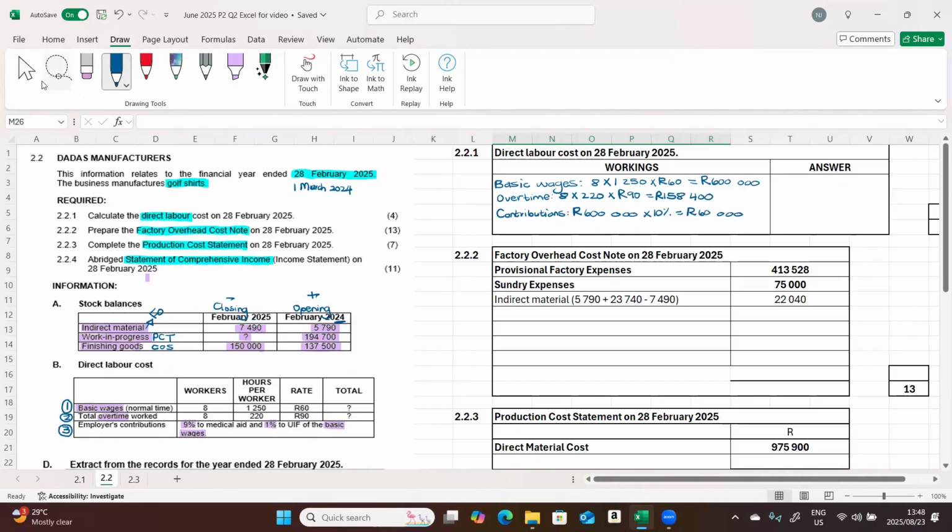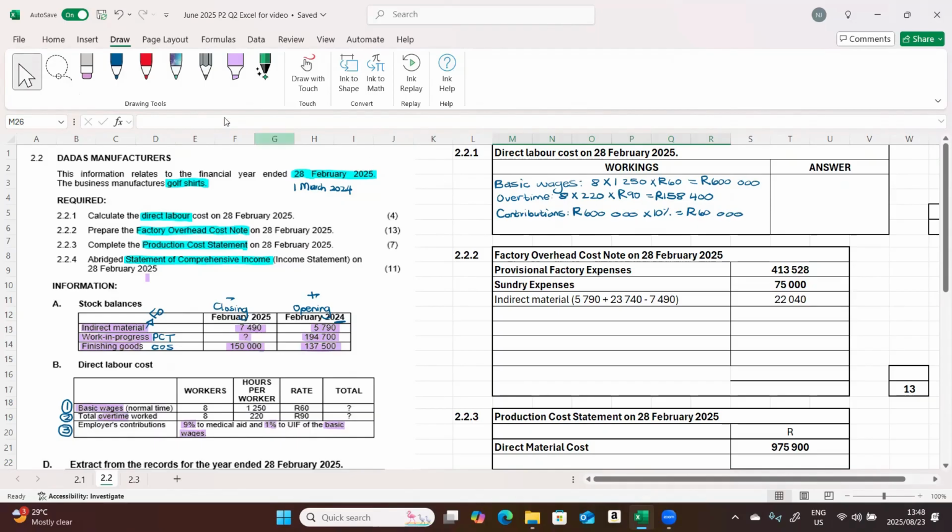Okay, guys, there are all your separate calculations for your direct labor. Now, all you have to do is add your 600,000 plus your 158,400 plus your 60,000, and that would be your answer. So let's take our 600,000 plus 158,400 plus 60,000. There we go.